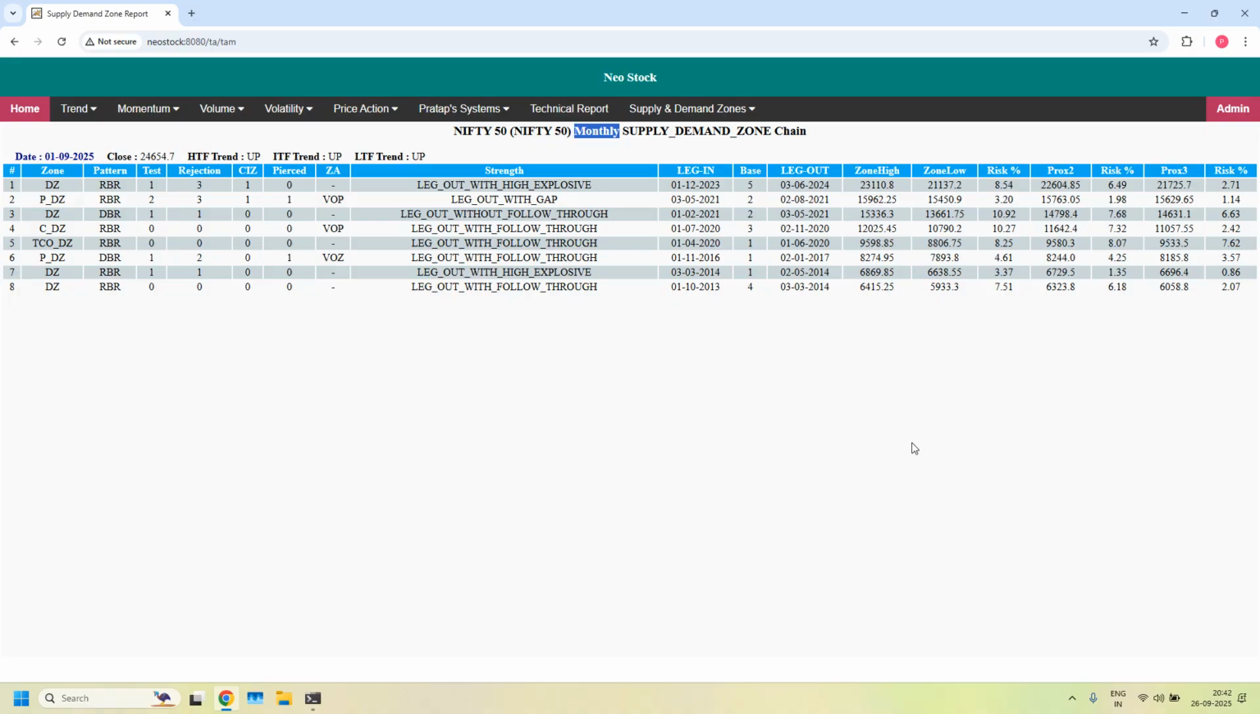And also don't forget to pause the video when you are moving from one report to another report, because I am giving you very few seconds time to watch the reports. So once you study the report, then you can proceed to the next reports.